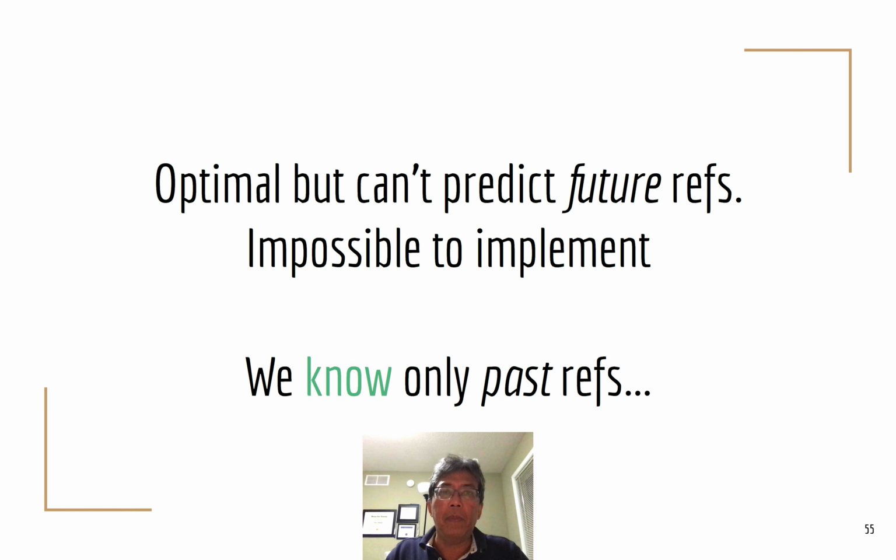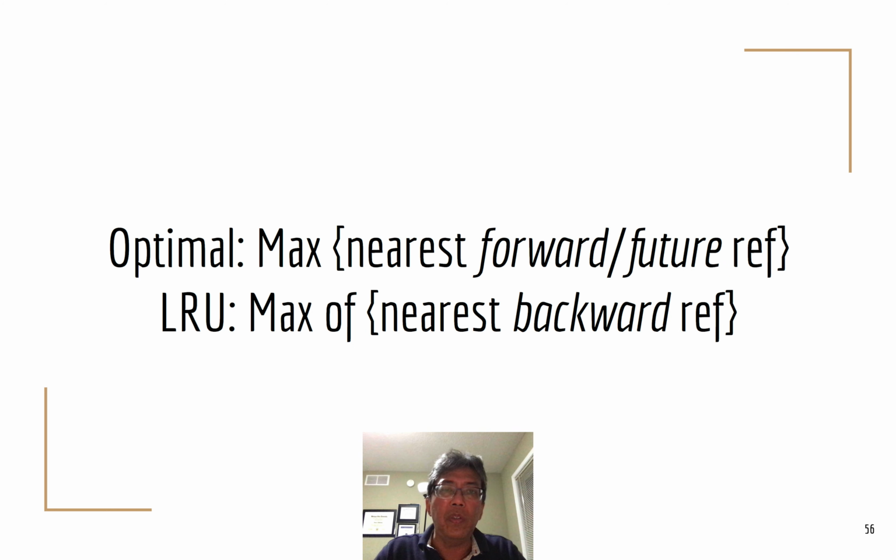So we know the optimal replacement algorithm is the best, but it is impossible to implement because we cannot predict into the future. We only know the past references of a process. So this is when LRU is trying to approximate optimal. When the optimal algorithm is searching for the page with maximum nearest forward distance or forward reference, LRU is the opposite. So with LRU, we are looking for a frame with the maximum nearest backward distance or nearest backward reference.